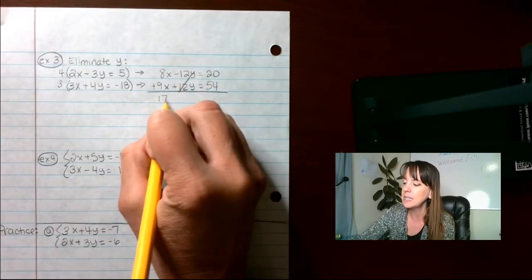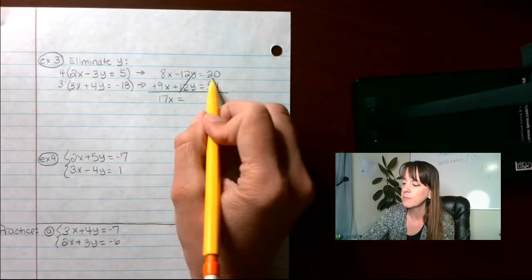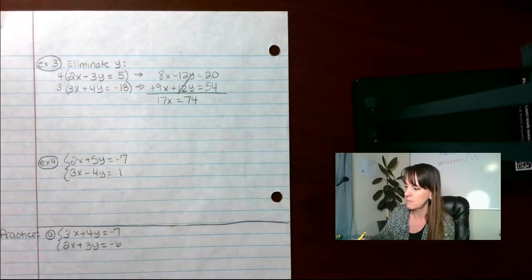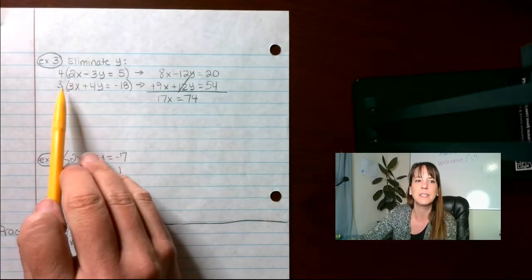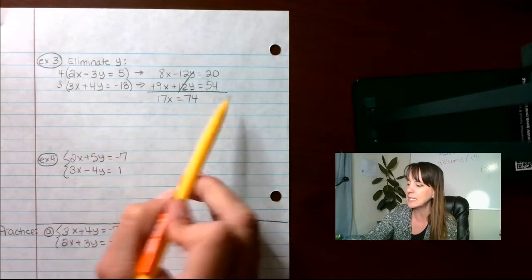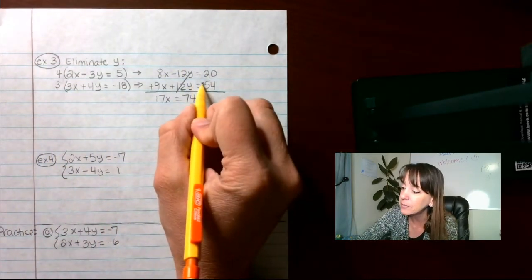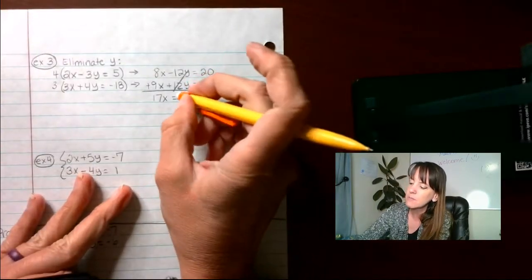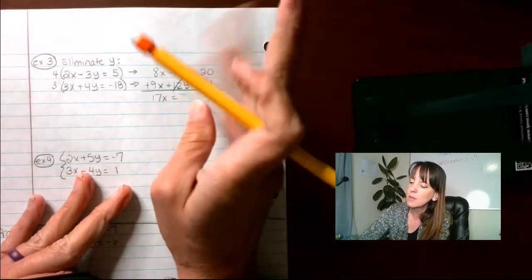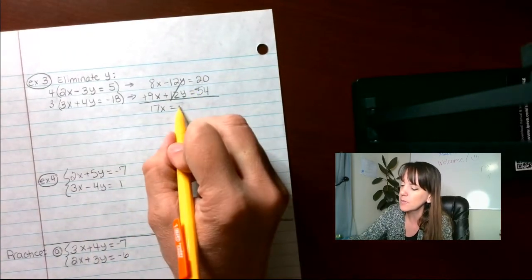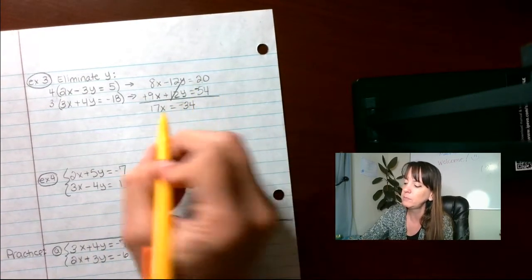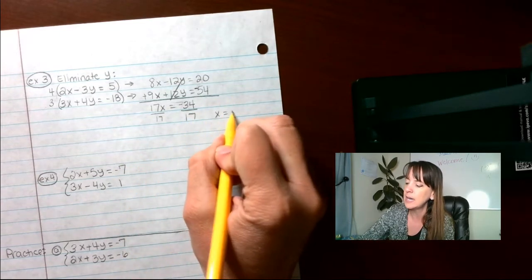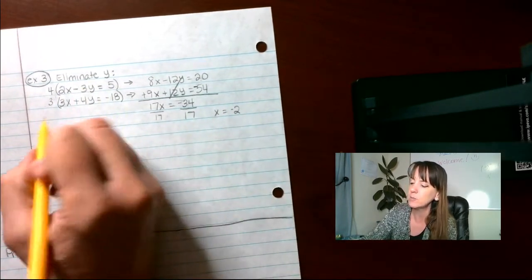We end up with 17x equals... Oh no, I dropped my sign. Do you see that? 3 times -18 is negative. So that is in fact not 74. So we end up with -34 divided by 17. X equals -2. Now I'm going to grab one of these ones up here.